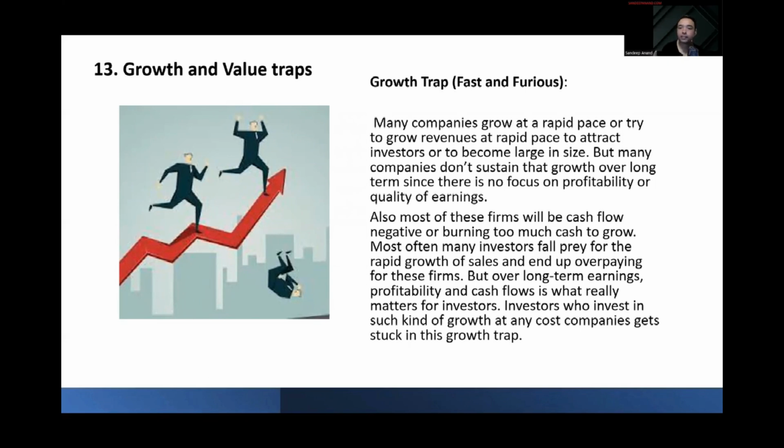Many companies grow at a rapid pace, or try to grow revenues at a rapid pace, to attract investors, public or private equity investors, to become large in size, because when you grow, the size becomes big. But many companies don't sustain that growth over the long term, since there is no focus on profitability or quality of earnings. What I mean by quality of earnings is good cash flows, right? Almost most of these firms will be cash flow negative, burning cash to grow the customers. And we have many examples like that that went belly up. Most often, many investors fall prey to the rapid growth of sales and end up overpaying for these firms. They tend to match the sales growth and then end up overpaying, and there won't be any cash flows or profitability for investors. Investors who invest in such growth-at-any-cost companies get stuck in the growth trap.